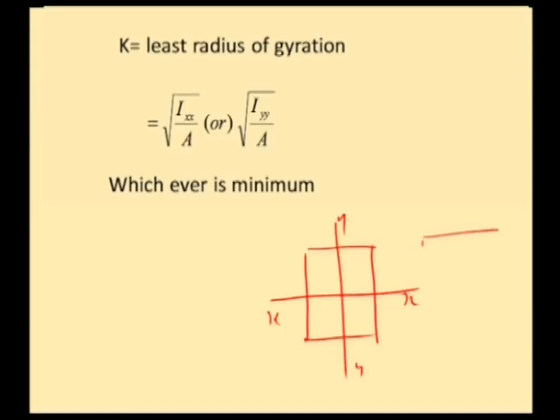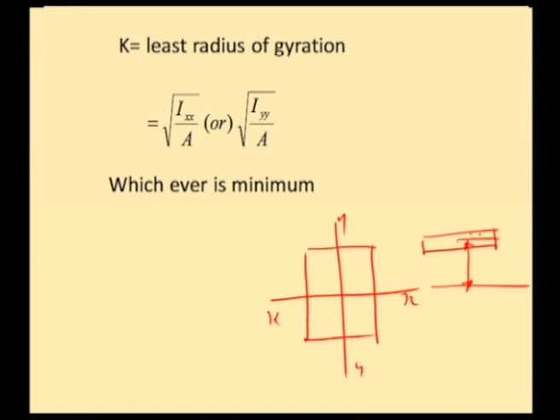Say if I am going to replace this rectangle by a small strip at some distance from the x axis, then at what distance should I keep this strip, so that I will get the same moment of inertia for this strip as for the rectangle?